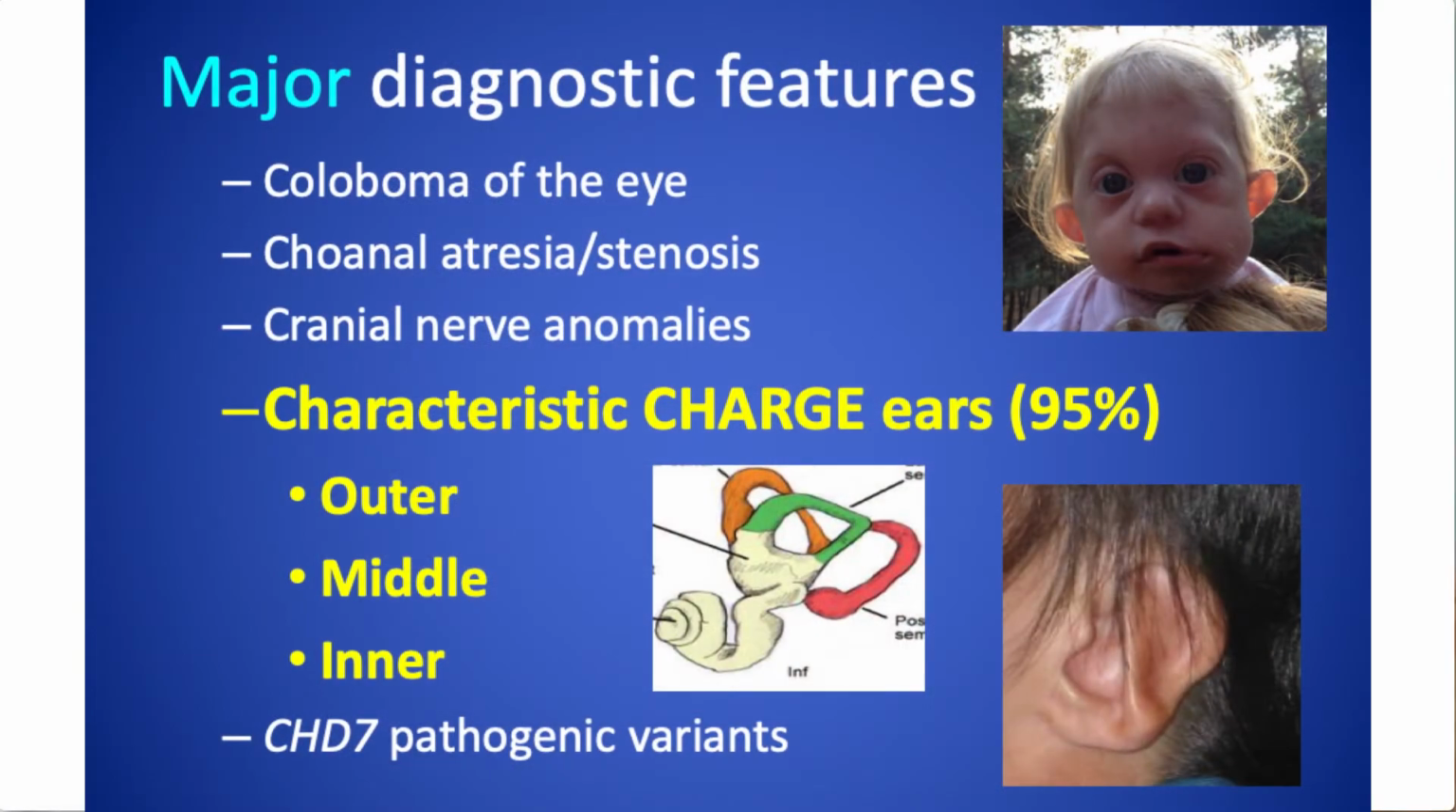The next of the major diagnostic features is the characteristic CHARGE ears. And again, this is actually a set of features because it can be the outer ear, the middle ear, or the inner ear. And if we look at all of those, about 95%, the vast majority of people with CHARGE have some issue somewhere in their ears.